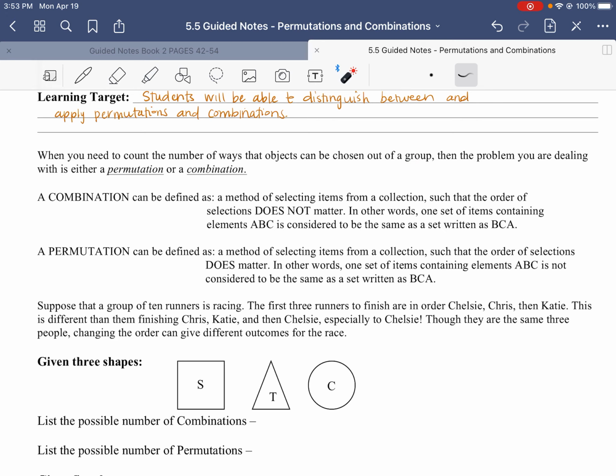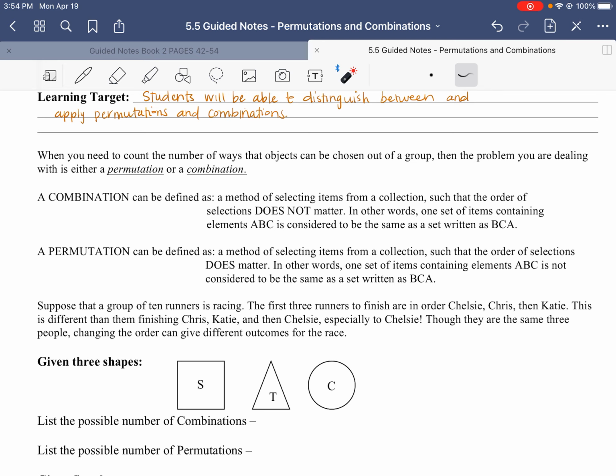So what's the difference? A combination, if we're just looking at that term, can be defined as a method of selecting items from a collection such that the order of the selections does not matter. Now, when we say order doesn't matter, that means we're just grabbing a clump of them. Okay, the order within the group doesn't matter, or the assignments within the group don't matter. In other words, it says one set of items containing elements A, B, C is considered to be the same as B, C, A. It's just a clump. They joined the group. That's one combination.